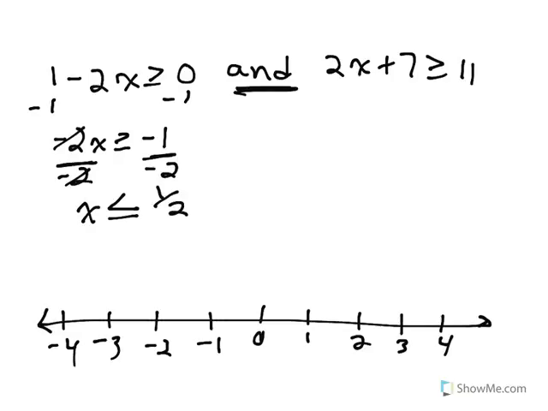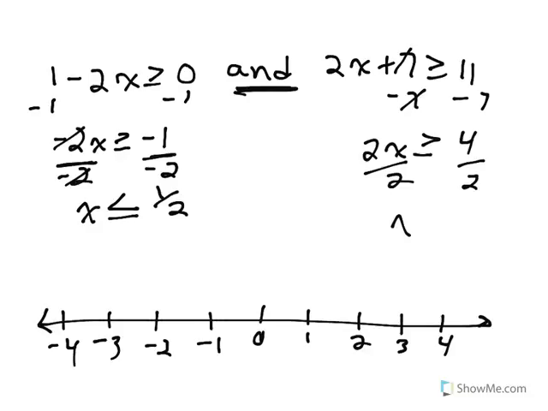On the other side, I subtract 7 from both sides. Gives us 2x is greater than or equal to 4. Divide both sides by 2. We're dividing by a positive, so in this case we do not switch that symbol around, and we get x is greater than or equal to 2.